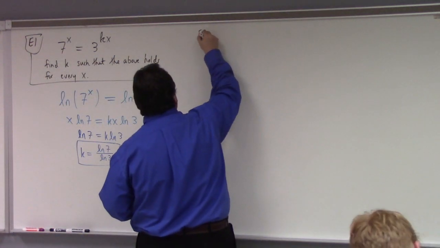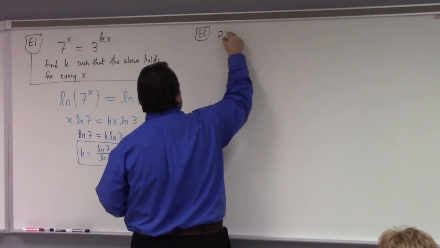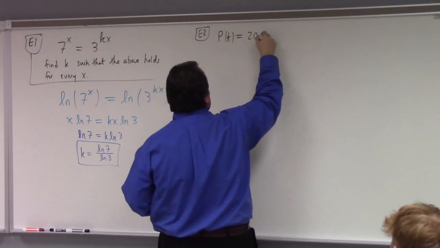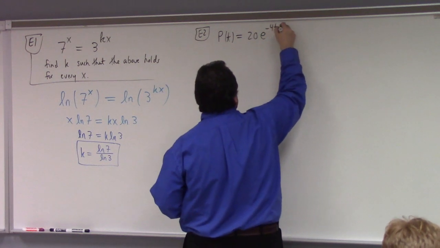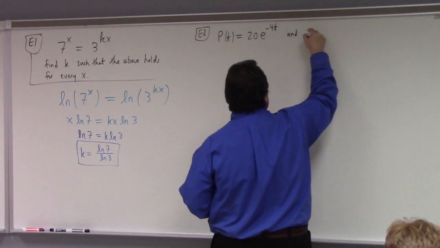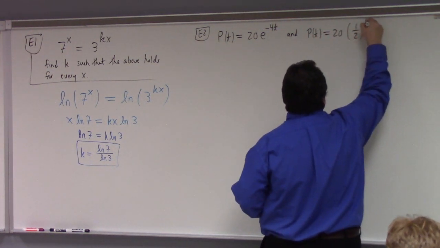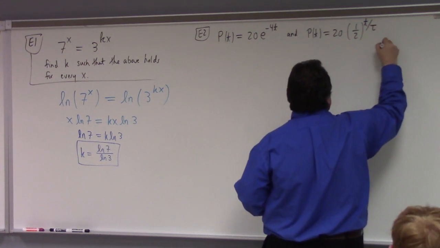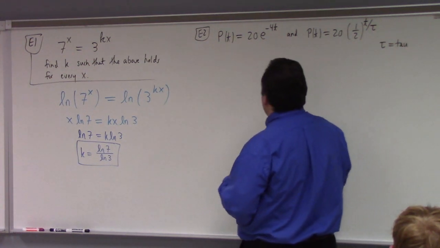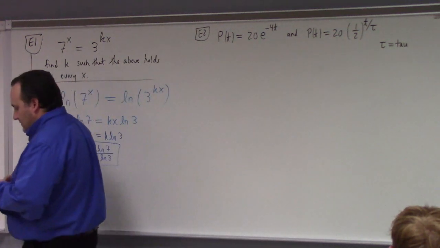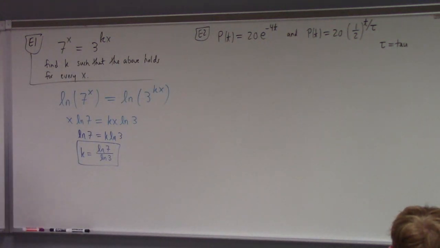Example 2 here. What if you have p of t is equal to, say, 20 e to the minus 4t, and you also have that p of t can be written as 20 times 1/2 to the t divided by tau. So here tau is a Greek letter, right? The question is to figure out what tau should be such that these are two different ways to write the same formula. So the goal is to find tau.